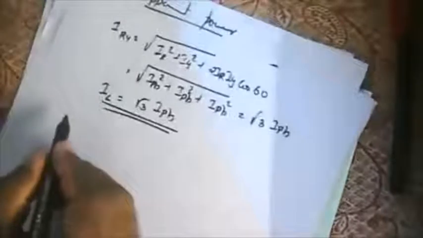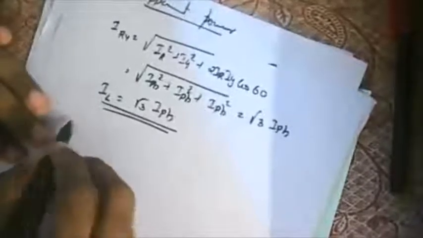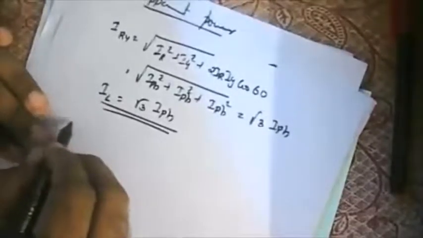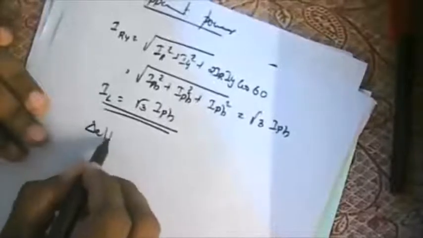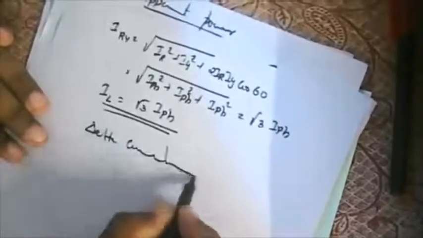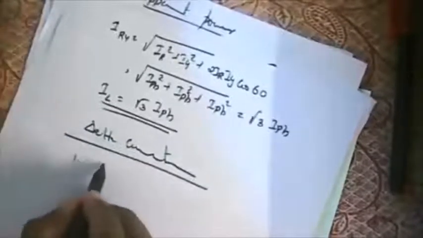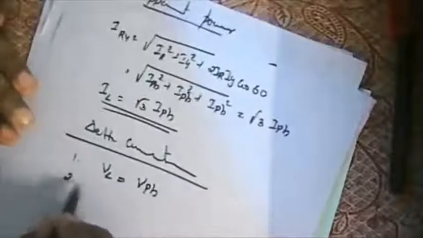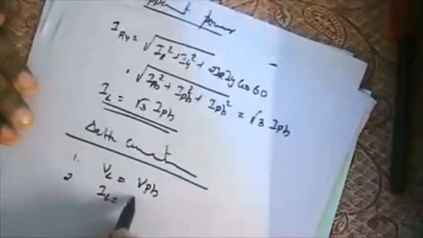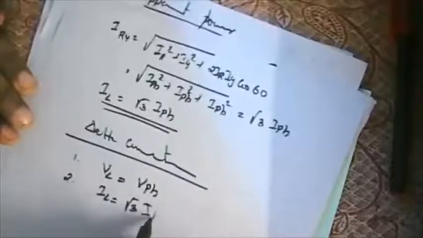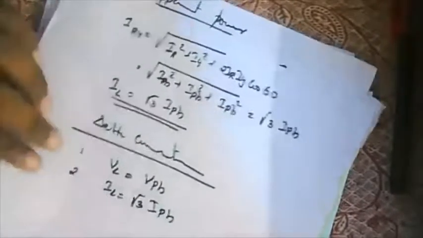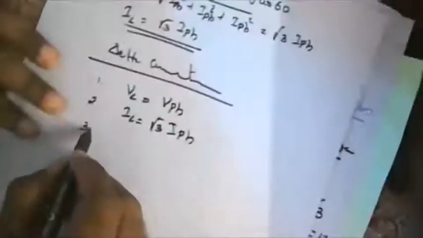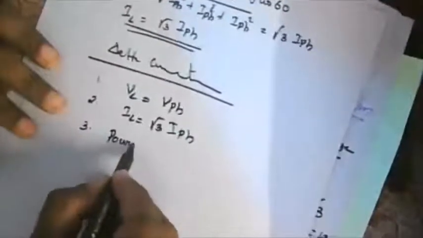So what are the points you should remember here? For a delta connection, first point is VL is equal to V phase. Second, IL is equal to root 3 I phase. Third part is power. Power is of 3 parts: active, reactive, apparent.